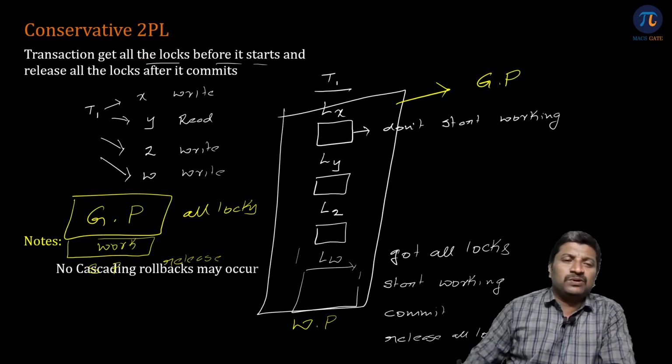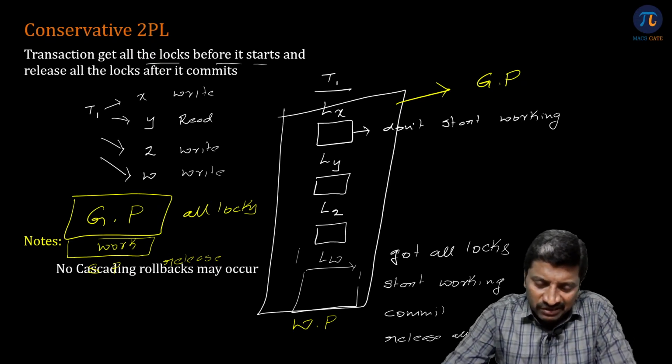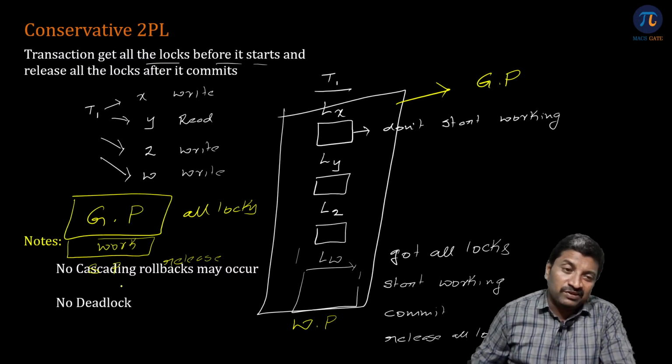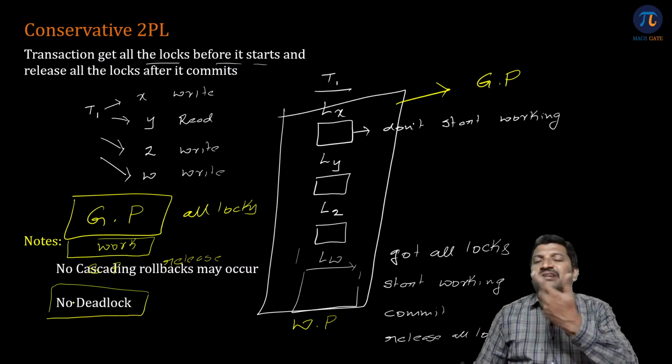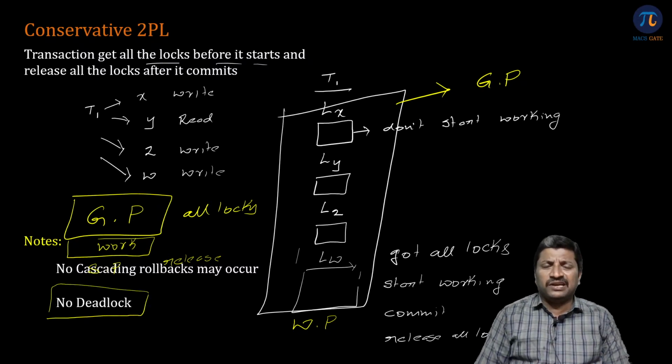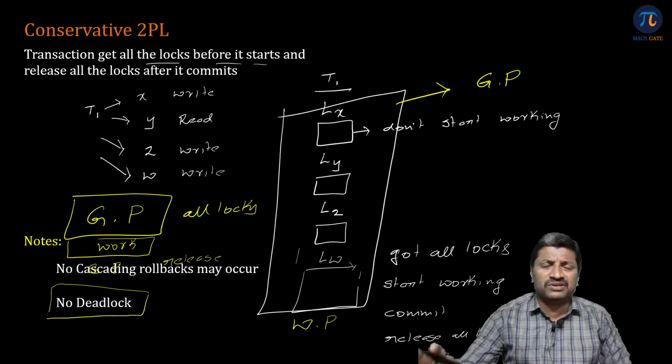Right. So if I follow this, no cascading rollbacks, of course, even the previous two are also not producing any rollbacks. Here the advantage is no deadlock, because I need not wait for anyone, because I have not started working. So I will wait for one or two minutes. If I don't get the locks, I will stop the working and I will be rolled back.